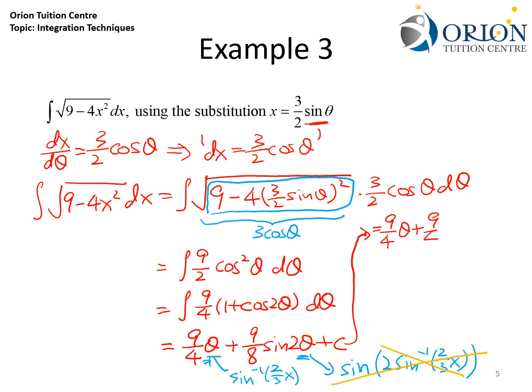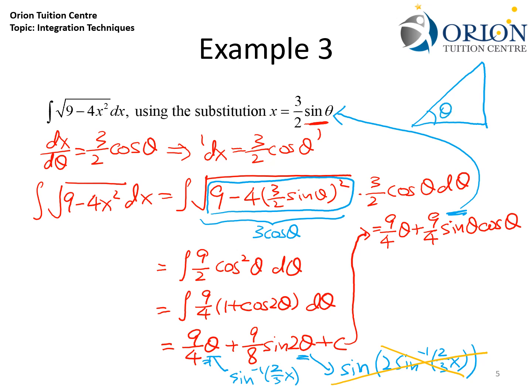So we get 9/4 sine theta cos theta. For sine theta, no issues. Sine theta is simply 2/3 times x. But what about cosine theta? In order for us to get a nice expression for cosine theta in terms of x, we have to make use of a right angle triangle. Since I know that this angle is theta, sine theta equals 2x over 3, which tells me that the opposite side of this angle is going to be 2x, and the hypotenuse is going to be 3.